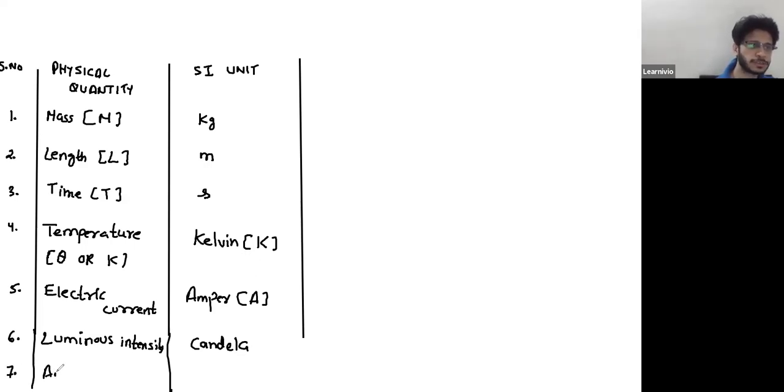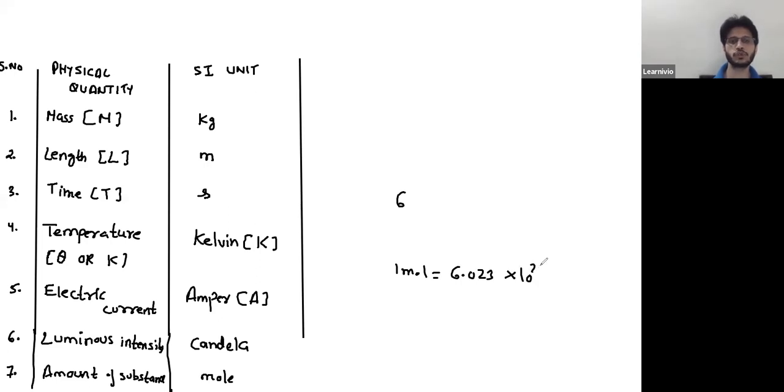Then the next is amount of substance. Amount of substance we measure in mole. So 1 mole simply means 6.023 into 10 raised to the power 23. If I say 1 mole of pens, it means this many pens. If I say 1 mole of atoms, it means 6.023 into 10 raised to power 23 atoms. Just like if I say dozen, dozen means 12. So this is a standard quantity, amount of substance, which we measure in moles. These are the seven fundamental quantities. Now, after these seven fundamental quantities, there are two more quantities which are known as supplementary quantities.